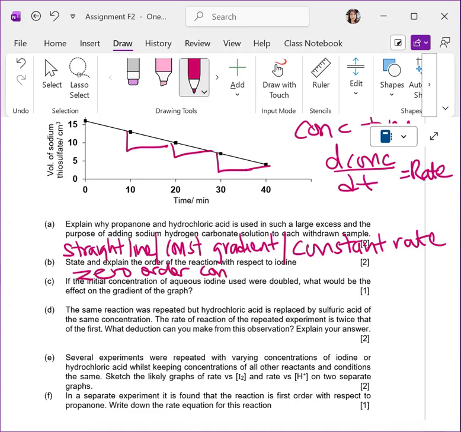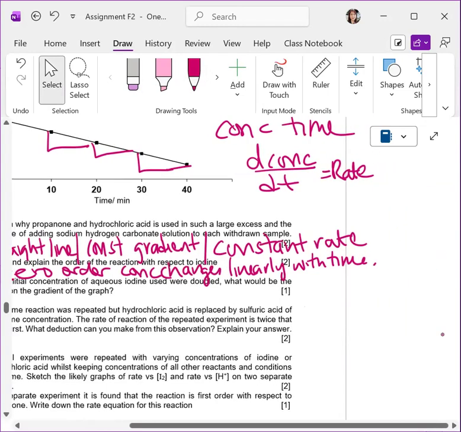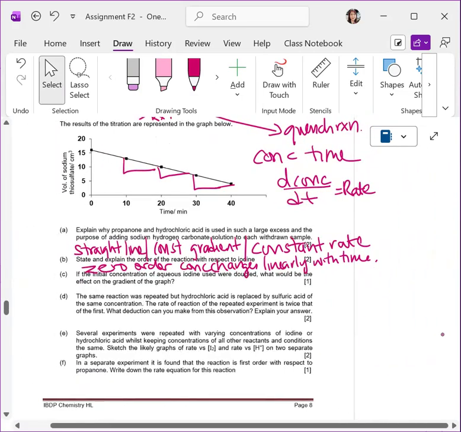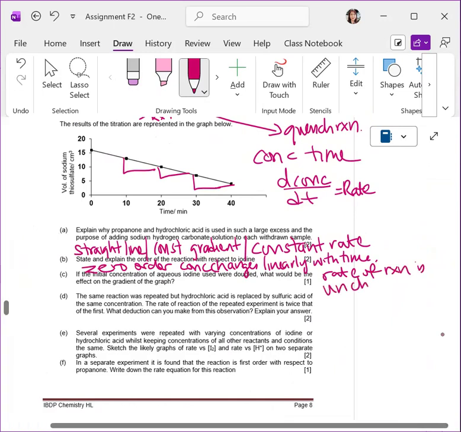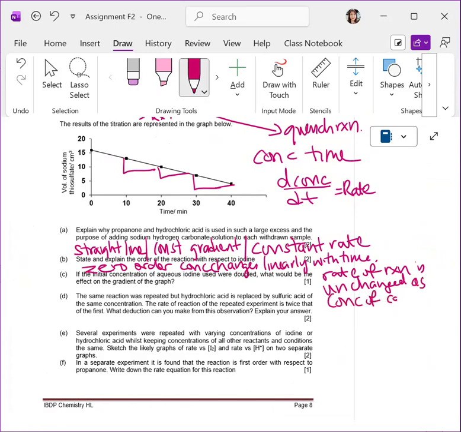Because the concentration changes linearly with time, which shows us that the rate of reaction is unchanged as the concentration of iodine changes.